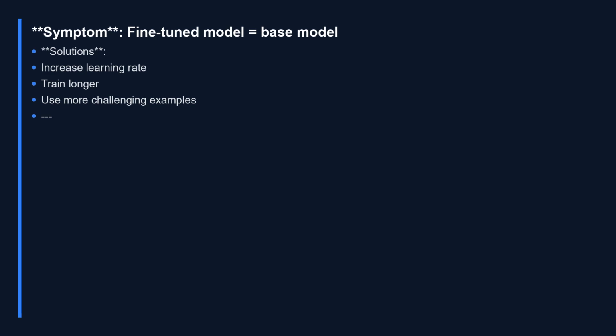The fourth signal is the most discouraging one. The fine-tuned model produces outputs indistinguishable from the base model. Fine-tuning had no measurable effect. This happens when the learning rate is too low for the gradient updates to meaningfully shift the weights, when training ran for too few steps, or when the training examples weren't challenging enough to push the model beyond its default behavior. Raise the learning rate, train longer, and make sure your training data contains examples that the base model genuinely cannot handle correctly.